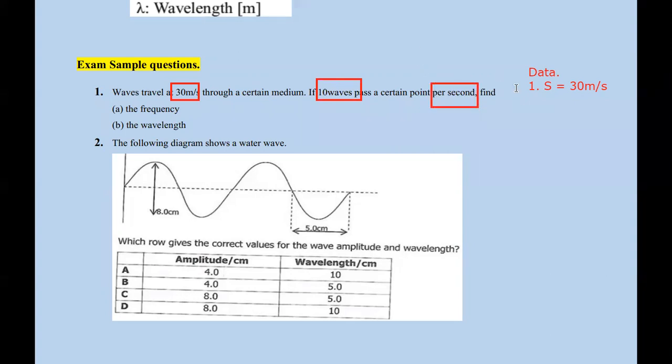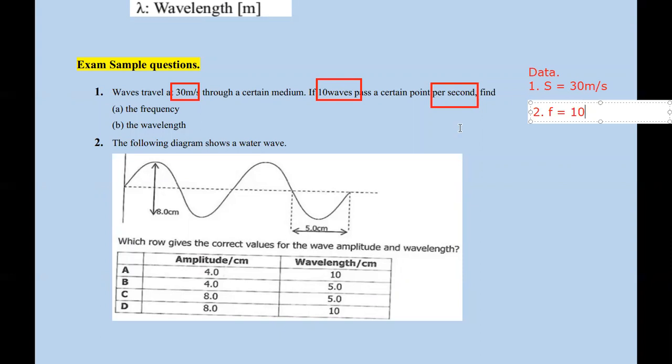you know what that means. The number of waves produced per second, that is frequency. So the frequency that we have is 10 per second, hertz. So what are we going to do? What are we going to do? Remember, we have 10 per second.